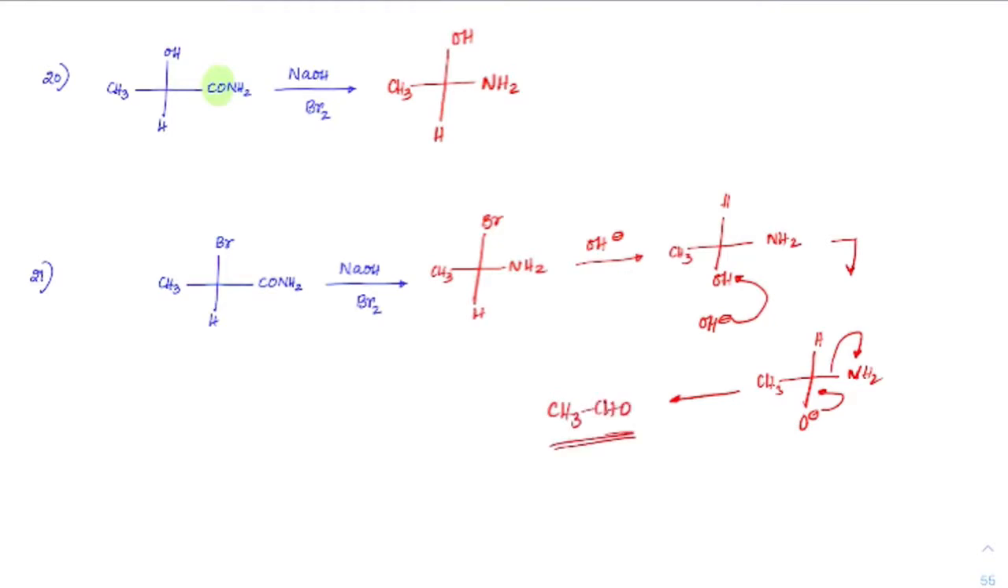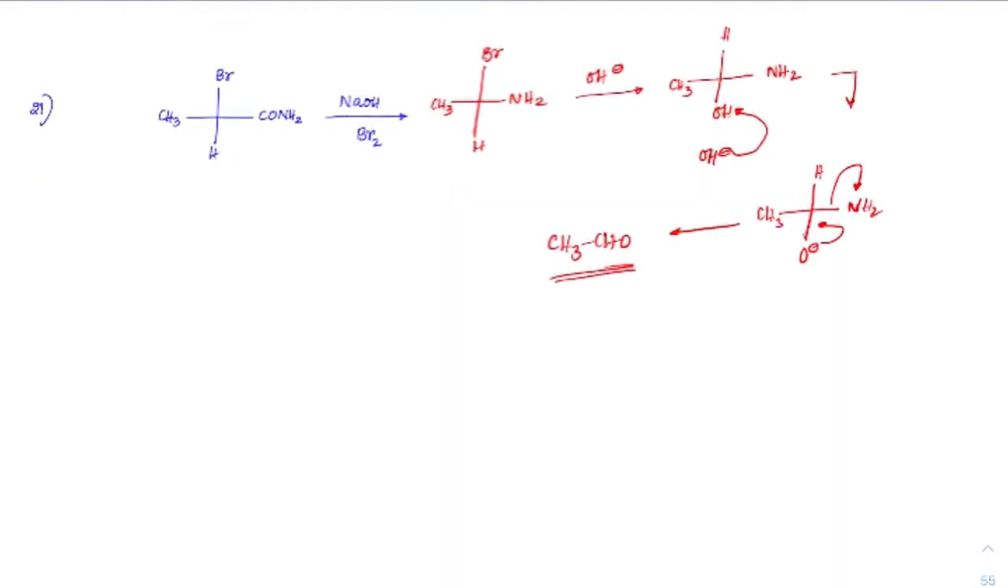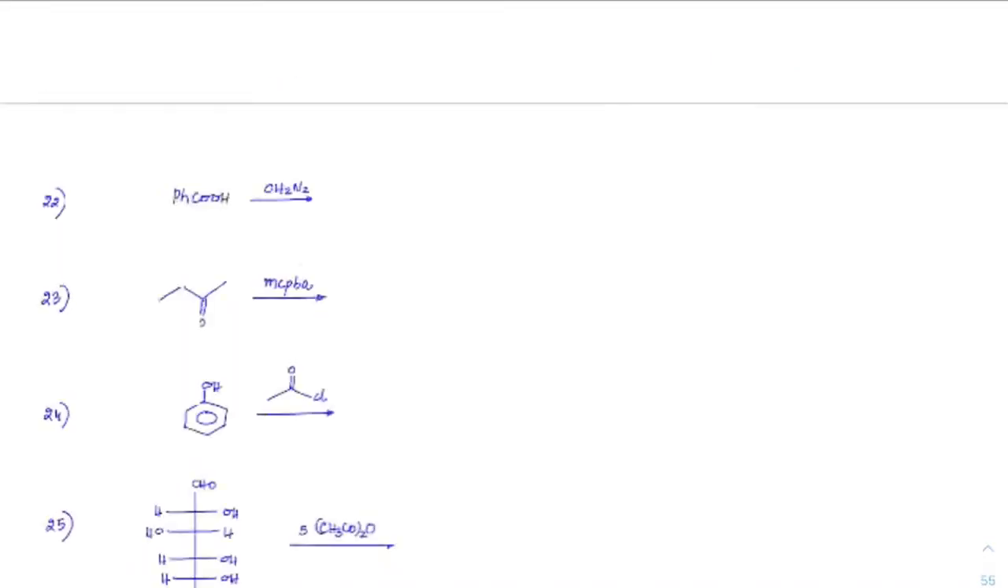So in case if you have an alpha halo group present on amides, we will form aldehyde or ketones. Okay guys, be very careful in the exams. If in case of alpha halo is given, do not end at this product or either this product. It will come up to aldehyde. Right, finished on that. Okay, see the next problem.